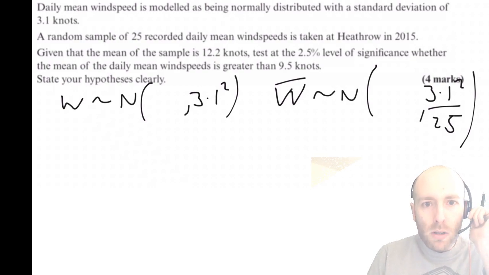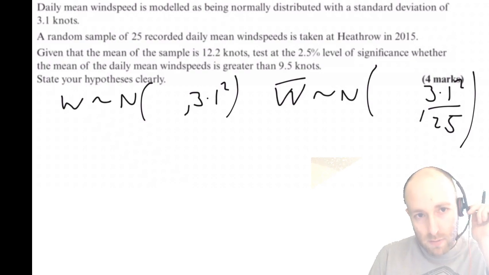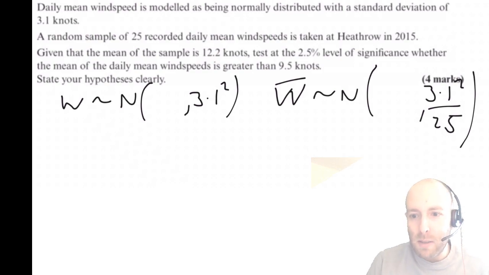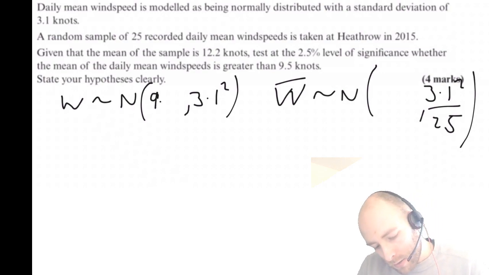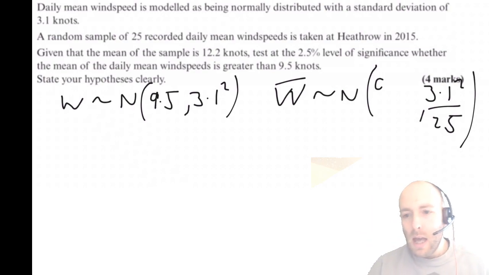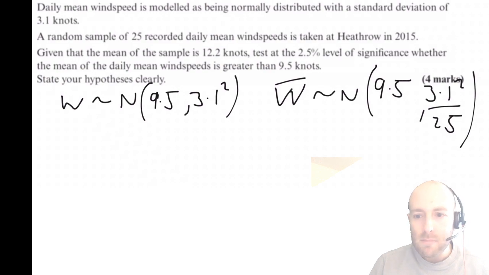So yeah, 3.1 squared is our variance. Mean of the sample is, actually, Rob, mean of the sample is 12.2. If you keep reading, the mean wind speed is 9.5, and we're going to use that in our sample mean as well. Cool. So there we go.